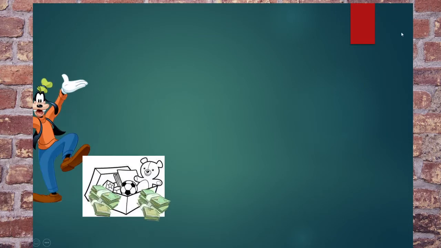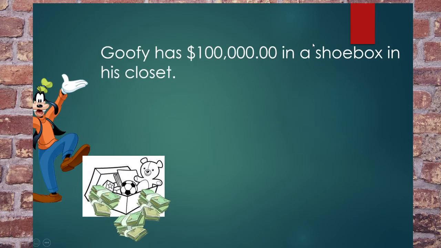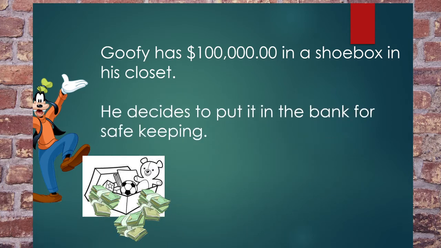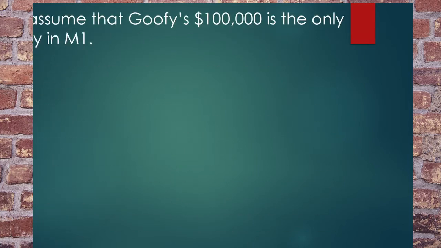So we have Mr. Moyle, Goofy, who's got some money laying around, right? So Goofy has $100,000 in a shoebox in his closet. And we'll call him Goofy for no reason. Now, he has decided to put it in the bank for safekeeping. Maybe he's not so goofy. Maybe he knows what he's doing here. So what happens is the Goofster is going to put the $100,000 into the bank. So we're going to assume that Goofy's money is the only money in M1. It's the only money in circulation.